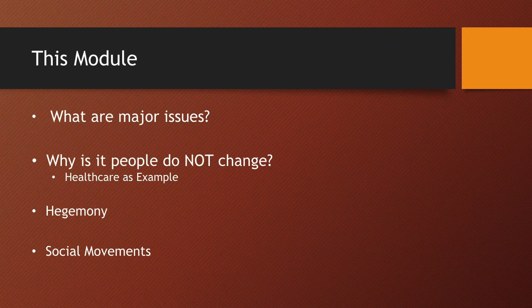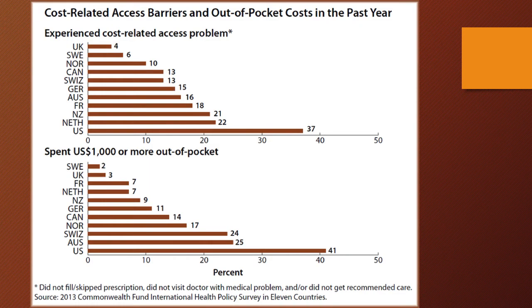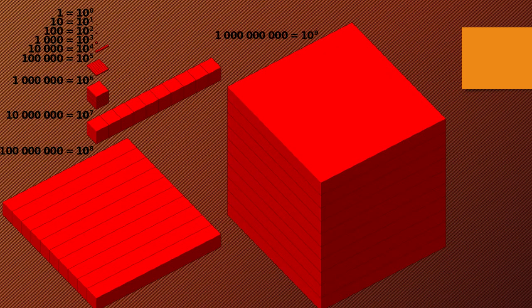So let's focus on one issue for now. Inequality is a huge issue in our society. Most Americans, more than any other country, have experienced cost-related access problems, meaning access to institutions, medicine, or having spent, for example, this is an example in healthcare, more than $1,000 out of pocket. This is more than almost any other developed country in the world. At the same time, we have an enormous amount of billionaires in this country, and this is true globally. And we really want to put billionaires in perspective here.